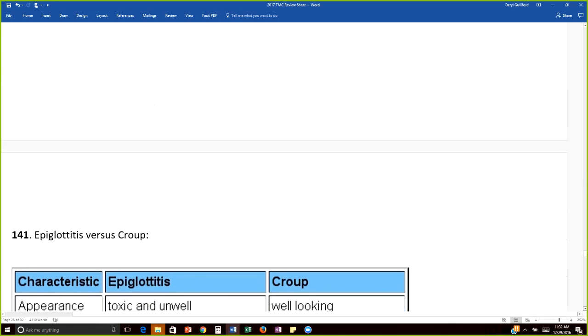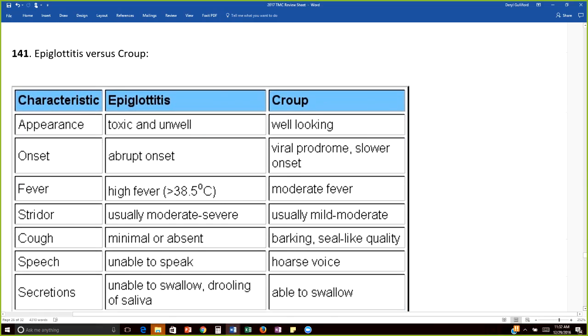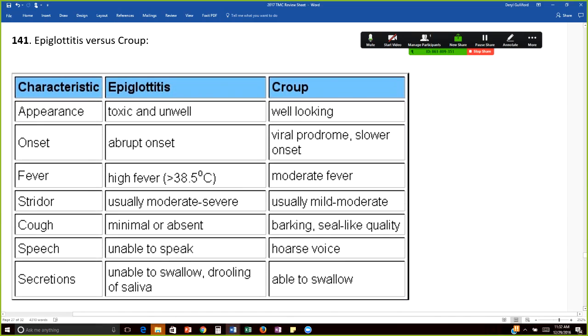You're almost done, folks. I know this has been a long presentation. Epiglottitis versus croup. Here are the classic distinguishing factors. Epiglottitis kids much sicker. Abrupt onset versus slow onset for viral croup. High fever versus moderate fever or maybe no fever in viral croup. Stridor, moderate to severe. Cough, minimal or absent. The kid with epiglottitis does not do that barking that we hear in viral croup. Drooling is very classic, and the inability to speak, for epiglottitis.